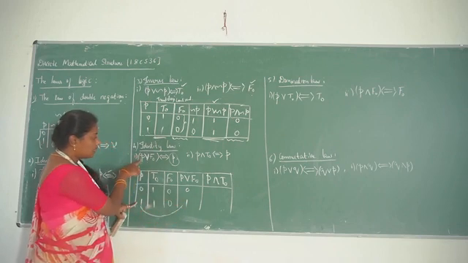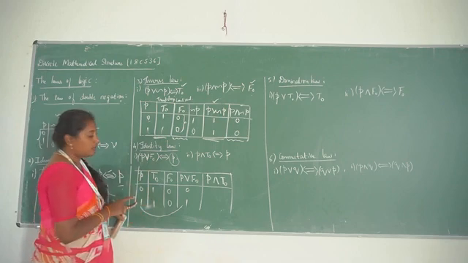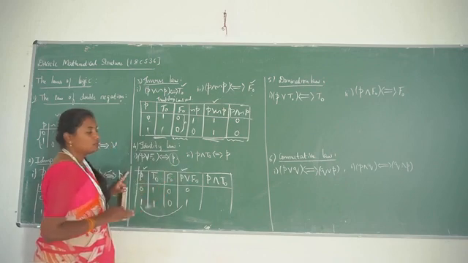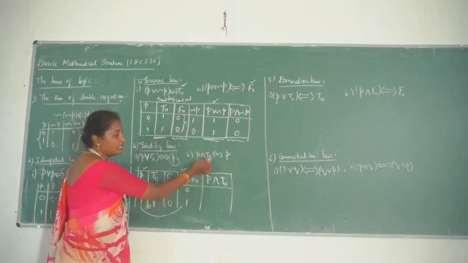That means P or F naught is logically equivalent with P. So whichever truth values are common, then we can say that the combination of propositions is logically equivalent. Next one is P and T naught.